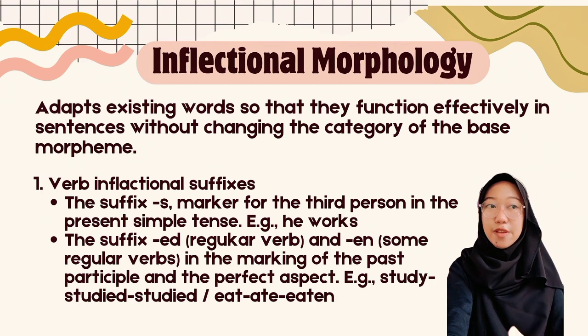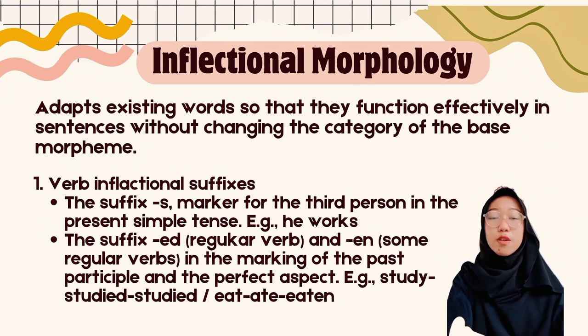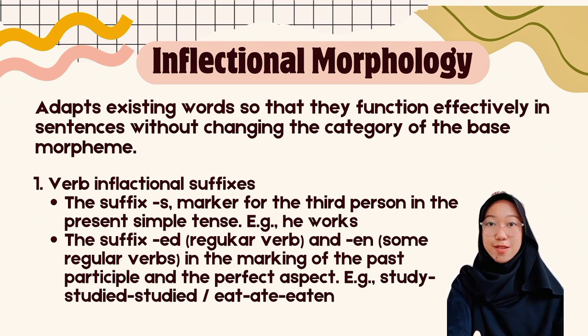Next, inflectional morphology. It adapts existing words so that they function effectively in sentences without changing the category of the base morpheme. There are some categories of inflectional suffix. First, verb inflectional suffix. The suffix s is a marker for the third person in the simple present tense. For example, work, to he works or she works.